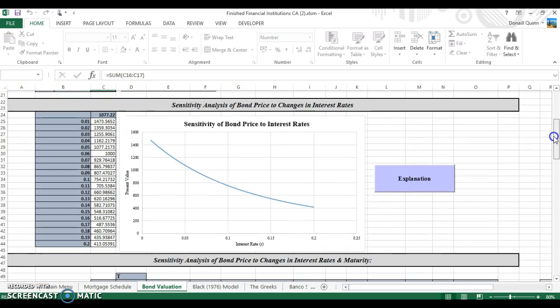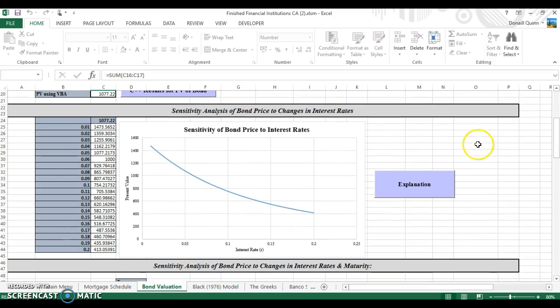A sensitivity analysis was then performed on the bond. The graph shows an inverse relationship: when the interest rate increases, the value of the bond decreases, or the present value of the bond decreases.